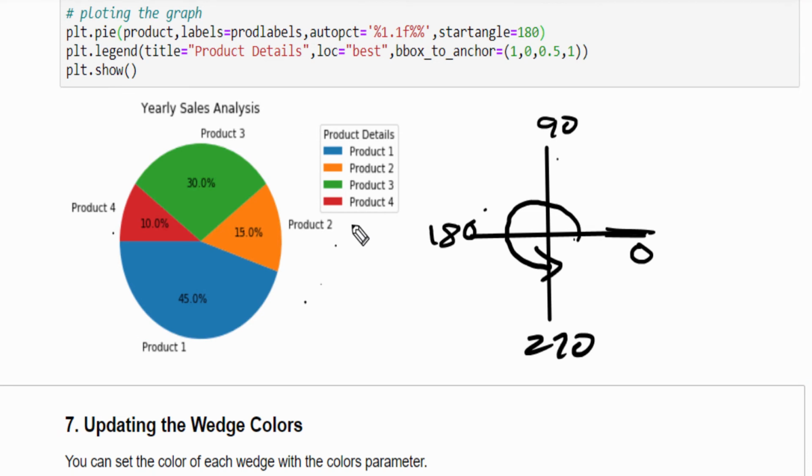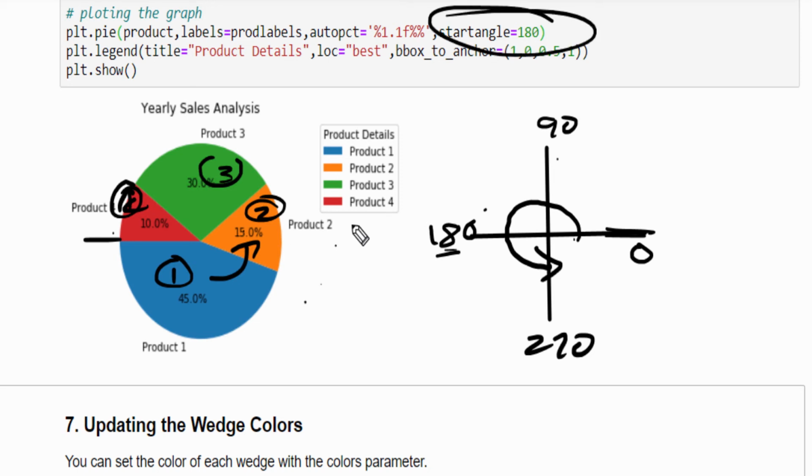I will put as 180. 180 means what will happen? From here it will start. That's why from here the product 1, the product 2, the product 3, the product 4. So it's in anti-clockwise. So this is how we can define the angle also.